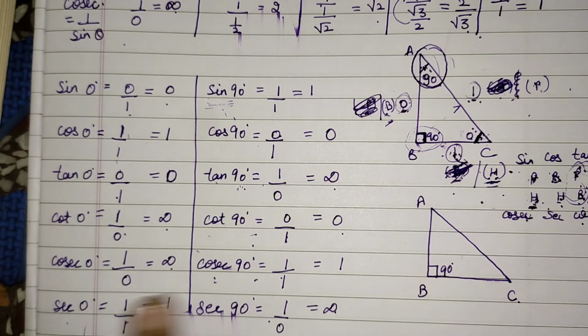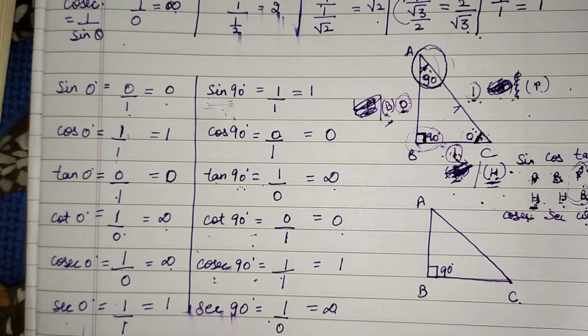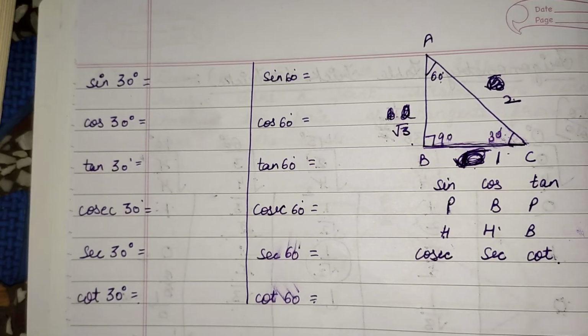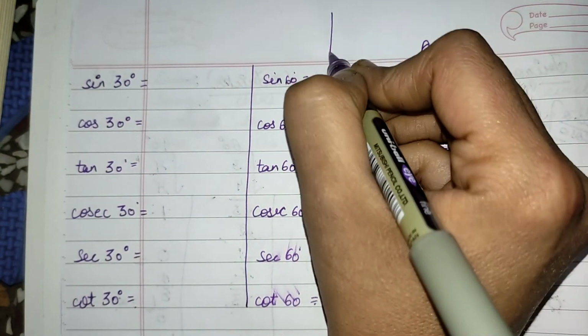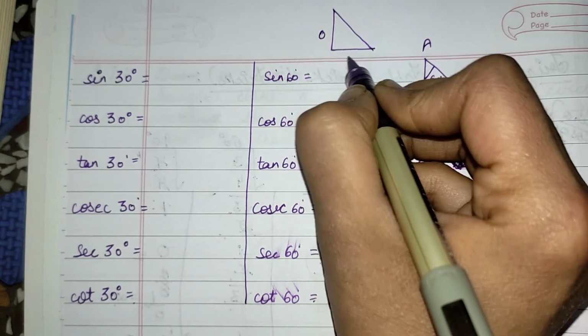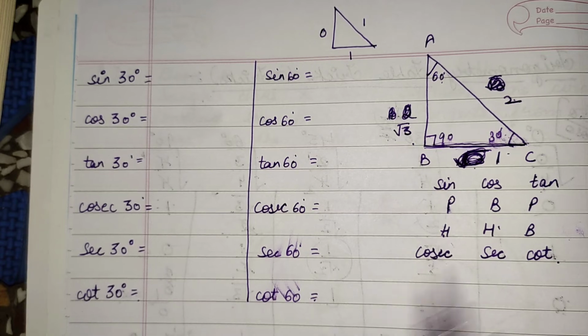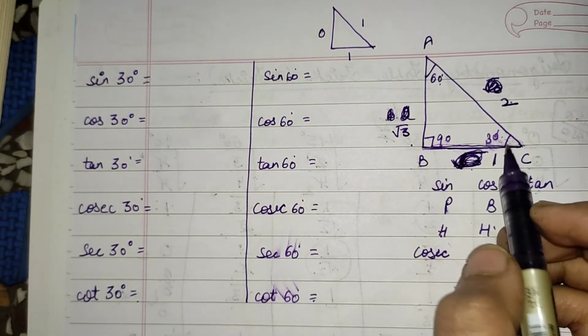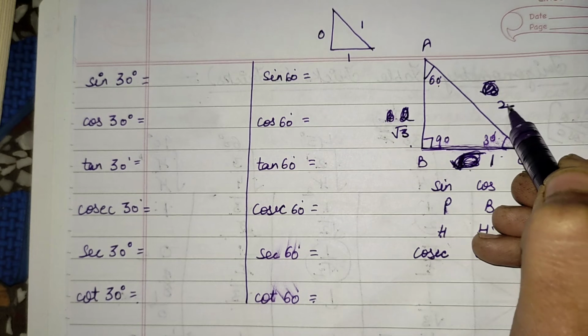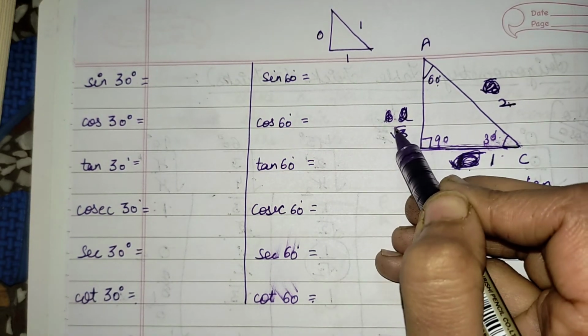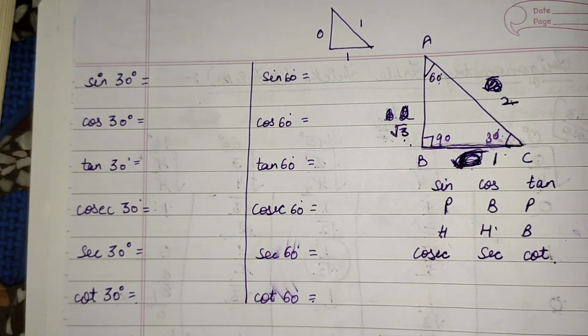Okay, so 0 and 90 for all is done. Now let's see how to find out the values of 30 degree and 60 degree from one triangle only. In the previous triangle we took our values from 0, 1 and 1, right? Similarly, now we are going to take the values counting from 1, 2 and 3 and put an under root on this value.